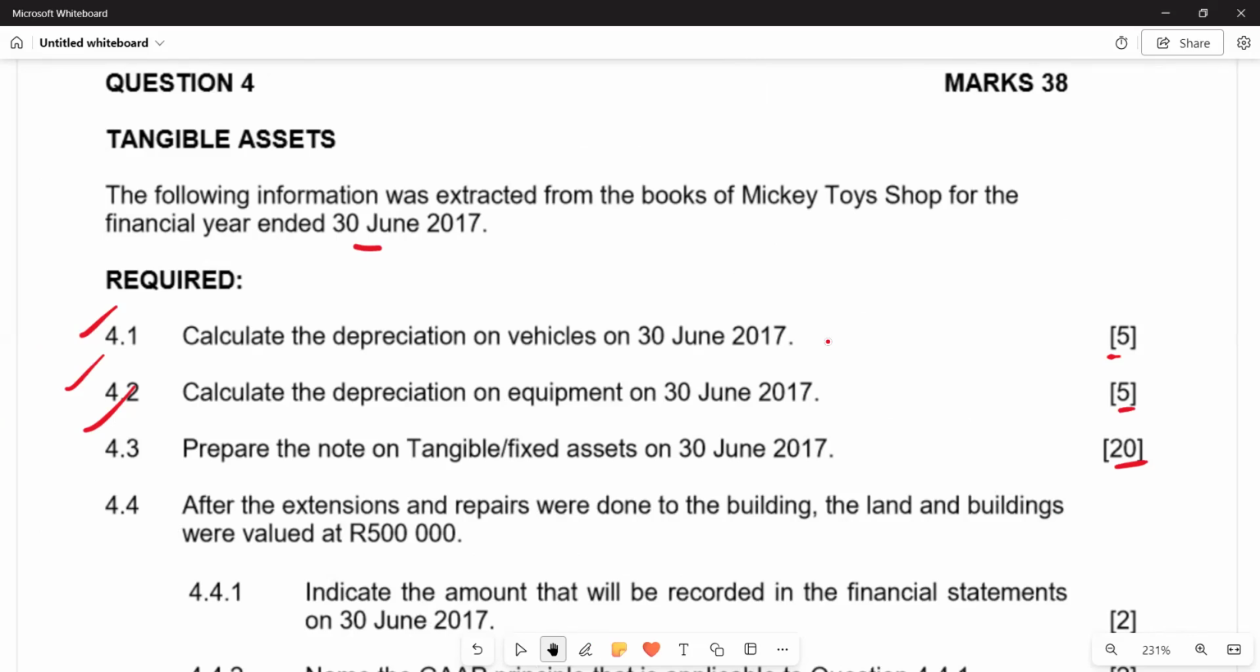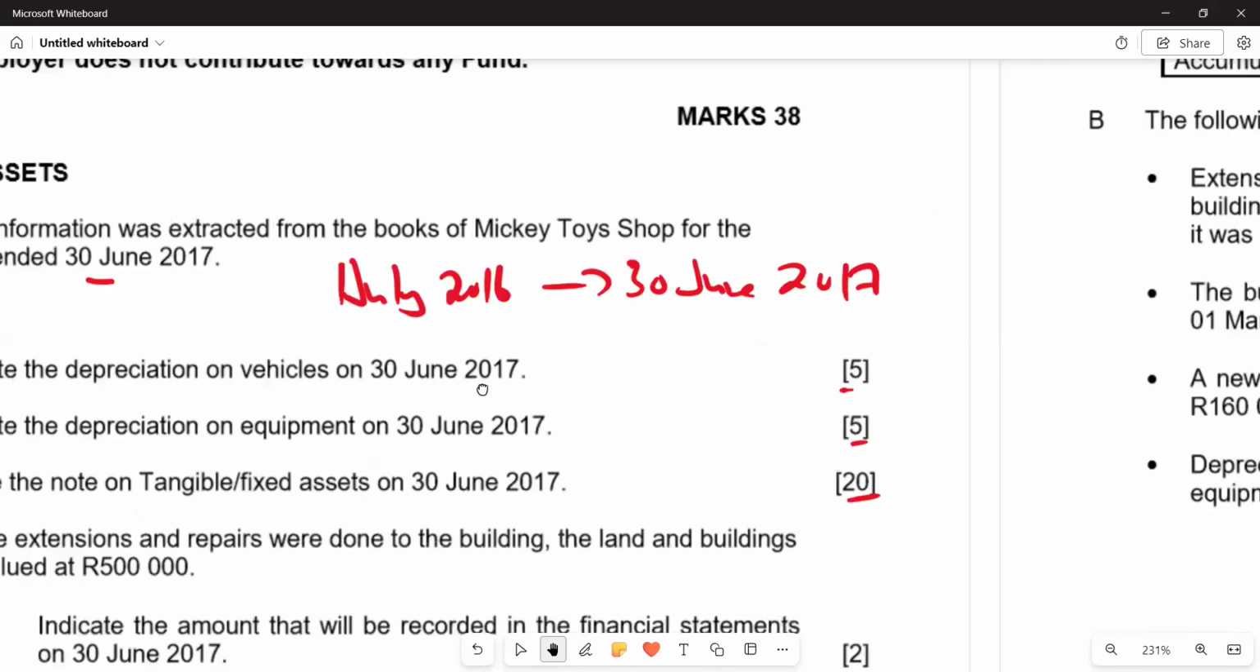So we are going to say it ended 30 June 2017. So it means it started in the previous year, on the following day, which is from 30 June, we go to 1 July. So we've got 1 July 2016. So this is our financial year. That's how it is stretching, from 1 July 2016 to 30 June 2017. So very important.